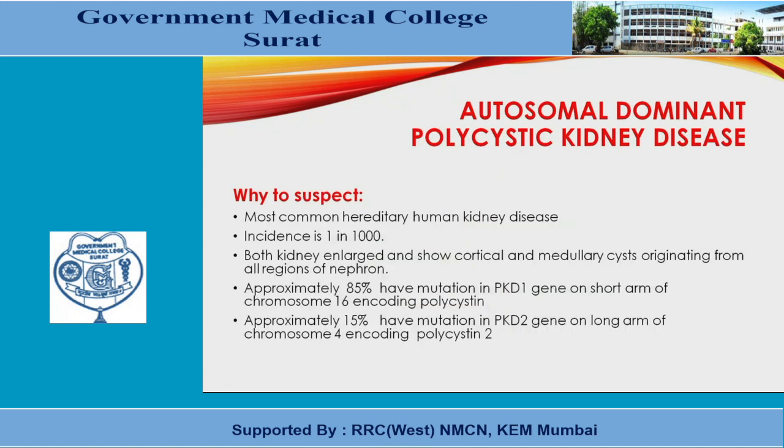It is the most common hereditary human kidney disease, occurring in an incidence of 1 in 1000. Both kidneys are enlarged with cortical and medullary cysts originating from all regions of the nephron. Approximately 85% have mutation of polycystic kidney disease gene 1 on the short arm of chromosome 16, which encodes polycystin 1. And another 15% have mutation of polycystic kidney disease 2 gene on the long arm of chromosome 4, encoding polycystin 2.